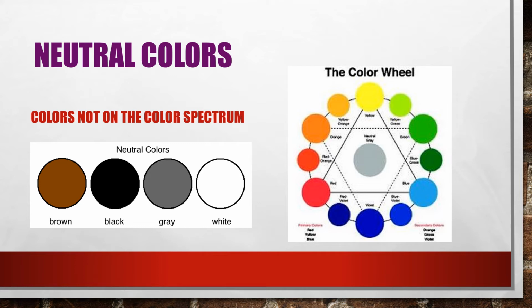The neutral colors are colors that are not on the color spectrum. These colors are created when all of the colors are mixed together and they cancel each other out. Like when you mix 2 complementary colors together, you might get brown and then eventually it'll turn gray.